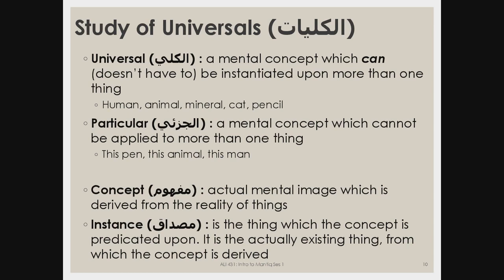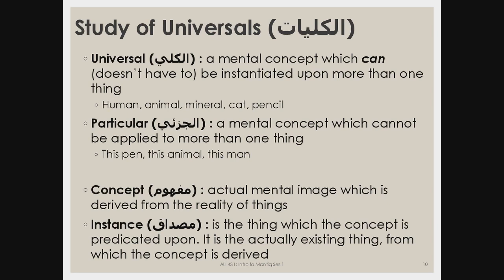Particular? Okay. So, God is actually a universal. Okay, it's actually universal. Why? Because we say a concept which can be instantiated on more than one thing. But the reason why the sister said particular is because she's saying, well, there's only one God. Yeah, there is only one God in reality.